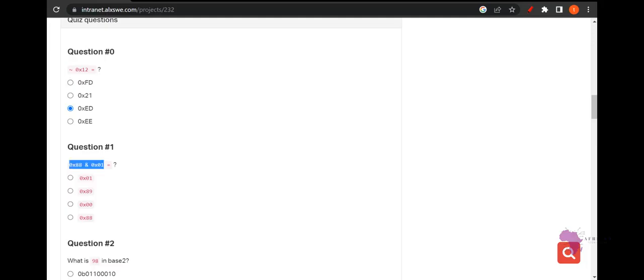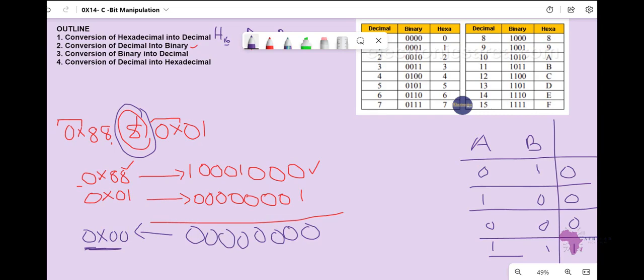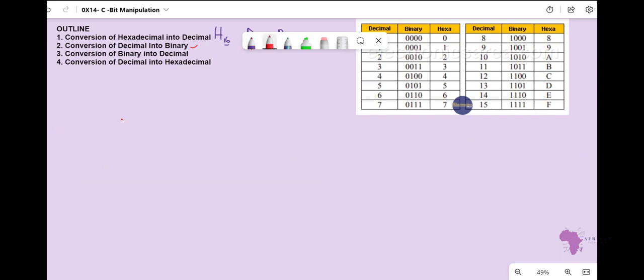Let's check, do we have an answer like that? Yes, we have an answer like that, which is this one. So we have answered that one. Let's get into another one. The next is, what is this one in base 2? So let me see. I've shown you that we have now that one. Let's get into this other one.